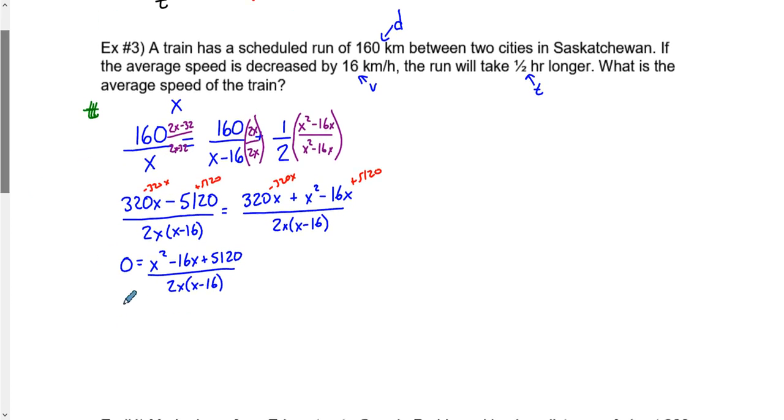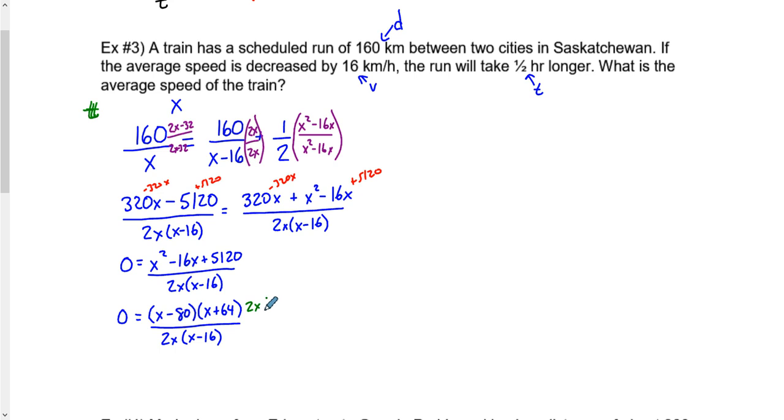And we're going to have to do some factoring. So a product of 5,120 and a sum of negative 16. That's a toughie. That should be 80 and 64. X subtract 80, x add 64. Let's make sure. Just going to quickly check on my calculator. Yep. Yes, you should already know I'm magic. I can do big numbers in my head.